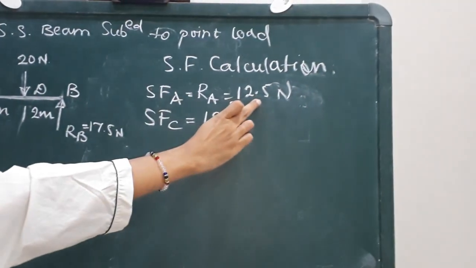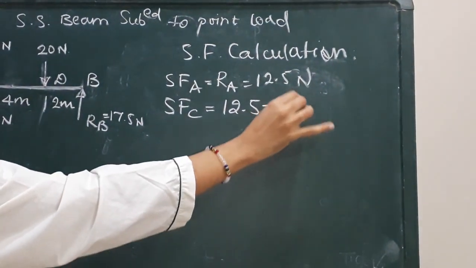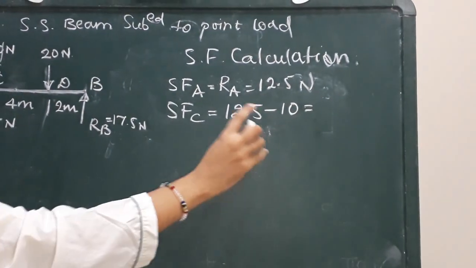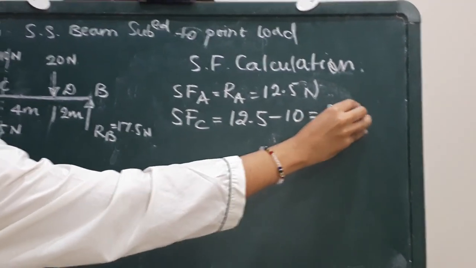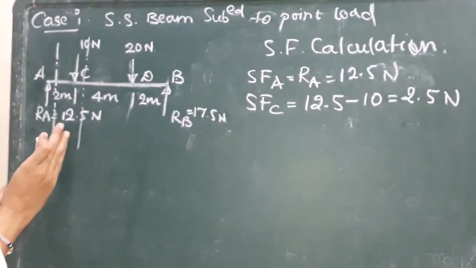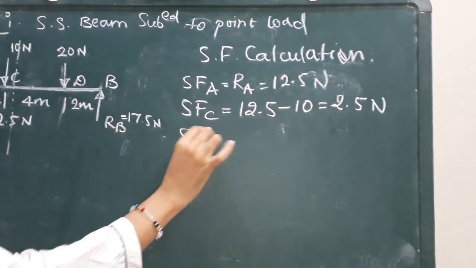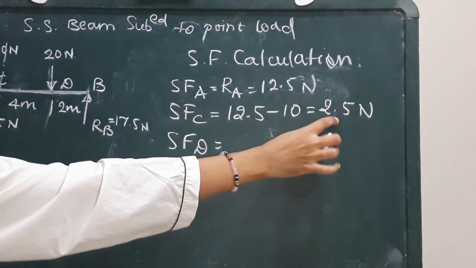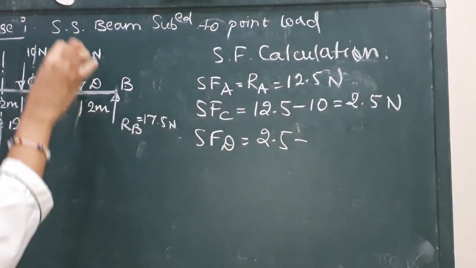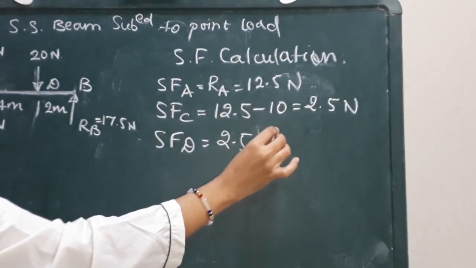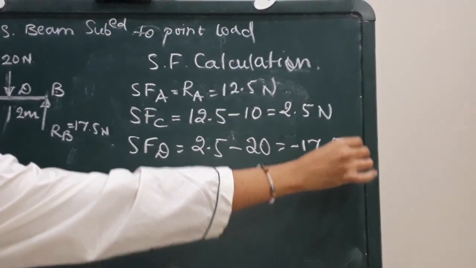So you have to take the previous answer, and the next load is in downward direction. So just do the minus, because minus is negative. So 12.5 minus 2 minus 10, you will get 2.5 Newton, which is positive. Again I am moving my section from C to D, just on the right of D. Again I am using the same technique. I am taking the previous answer, that is 2.5, and this 20 is acting downward, that is minus 20. So my answer is minus 17.5 Newton.